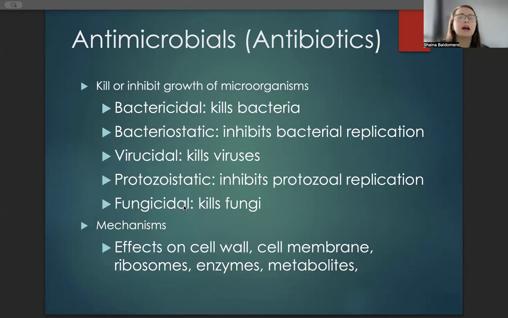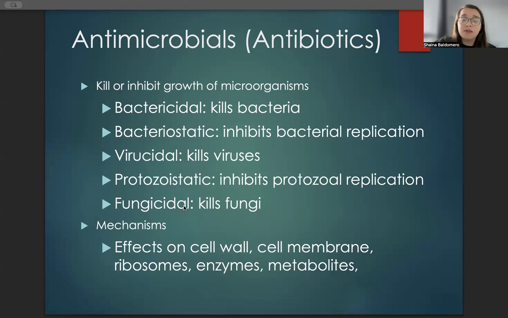So, let's talk about the different types of antibiotics. There are bactericidal, those are antibiotics that kill bacteria. There's bacteriostatic, and usually bactericidal and bacteriostatic go hand in hand. A lot of antibiotics do both. Bacteriostatic means that it inhibits bacterial replication. So it won't kill the bacteria, but it makes it to where they can't reproduce and it can't get worse.